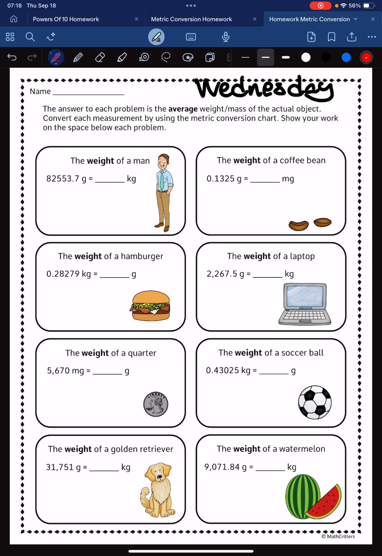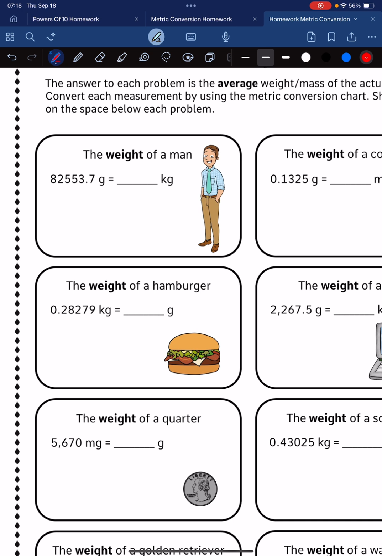So the first one is grams to kilograms, okay? So the average weight of a man, human, I should say, is, it might be a man. Okay, so the average weight of a man is 82,553 and 7/10 of a gram. Okay, remember, we're not using pounds. That is our customary unit. We are using our metric unit, okay? So we need to convert this to kilograms.